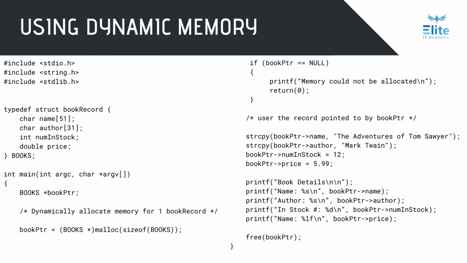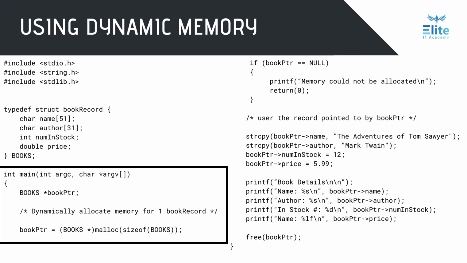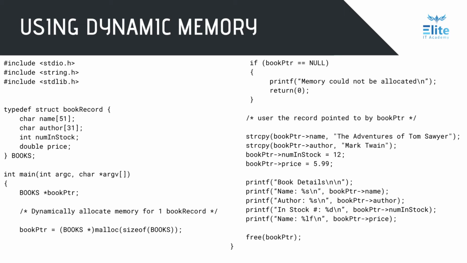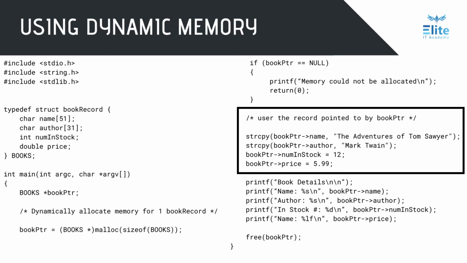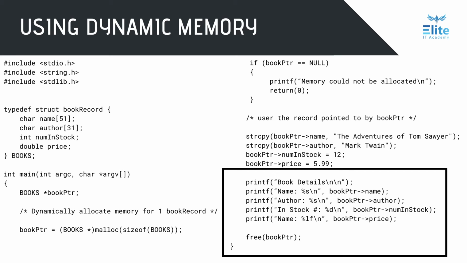Let us see an example of dynamic memory allocation and how it works in practice. The program shows a book record structure that is typedef'd to create a new user-defined data type. We then declare a pointer to the book structure and dynamically allocate memory to one structure. The structure is then initialized to some constant values using the structure pointer and the arrow operator. Finally, the data in the structure is displayed on the standard output device, and the program terminates.